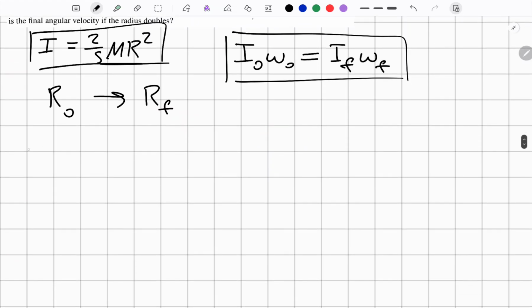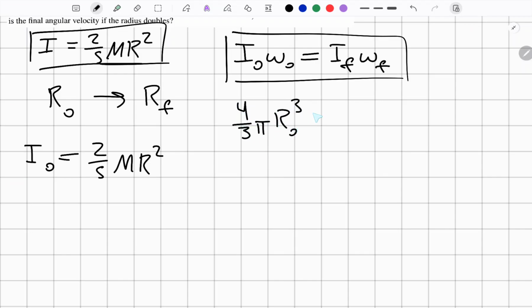So to start out, we need our I0, which is our initial moment of inertia. It's going to be 2/5 mr squared. We want things in terms of the density, which is going to be the volume of a sphere, which is 4/3 pi r0 cubed times the density. That's going to be our initial mass.